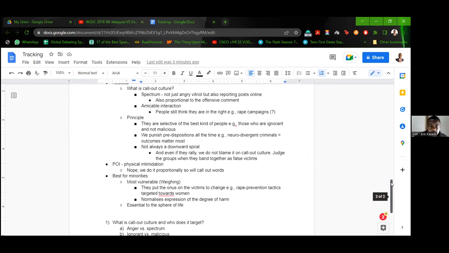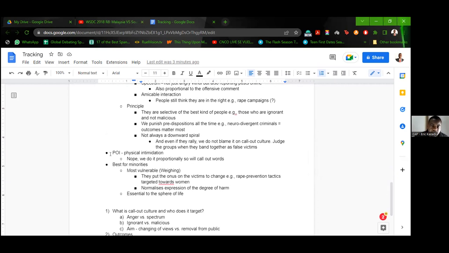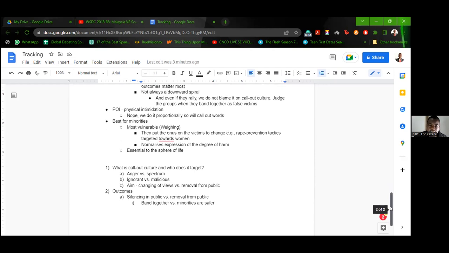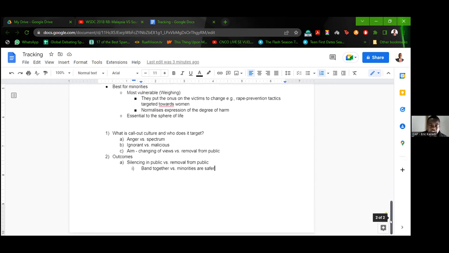And then they spend quite a lot of time with reputation. Just another thing also, I do note POI exchanges. And then move on to their argument, right? Their argument is on why this is best for minorities. And they essentially push the idea that in the absence of call-out culture, we lead to a lot of victim blaming.